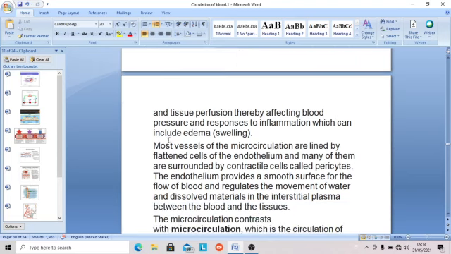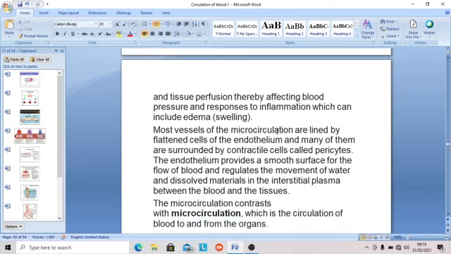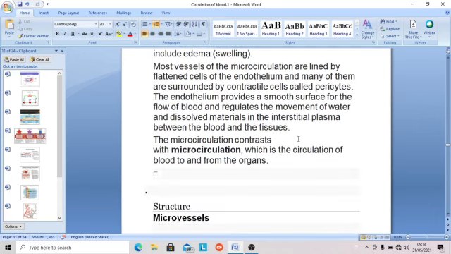that is swelling. Most vessels of the microcirculation are lined by flattened cells of the endothelium. Many of them are surrounded by contractile cells called pericytes. The endothelium provides a smooth surface for the flow of blood. That is, it can regulate the blood flow, and the movement of water and dissolved material into the interstitial plasma.